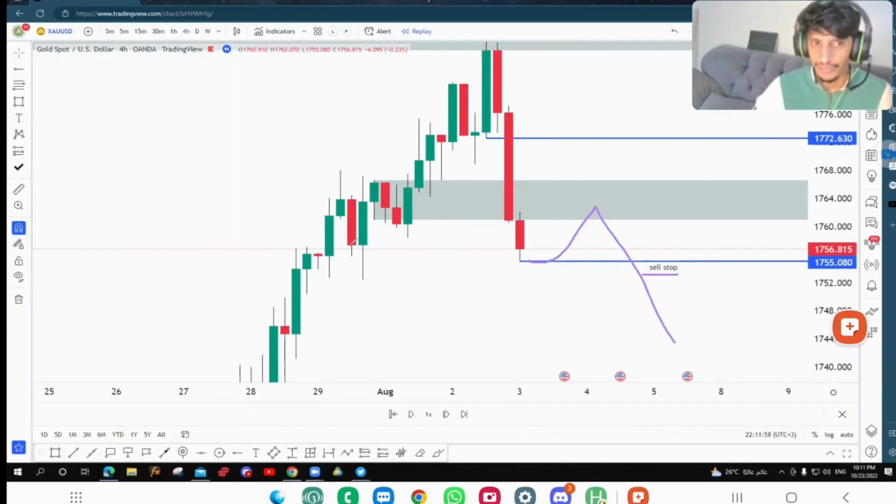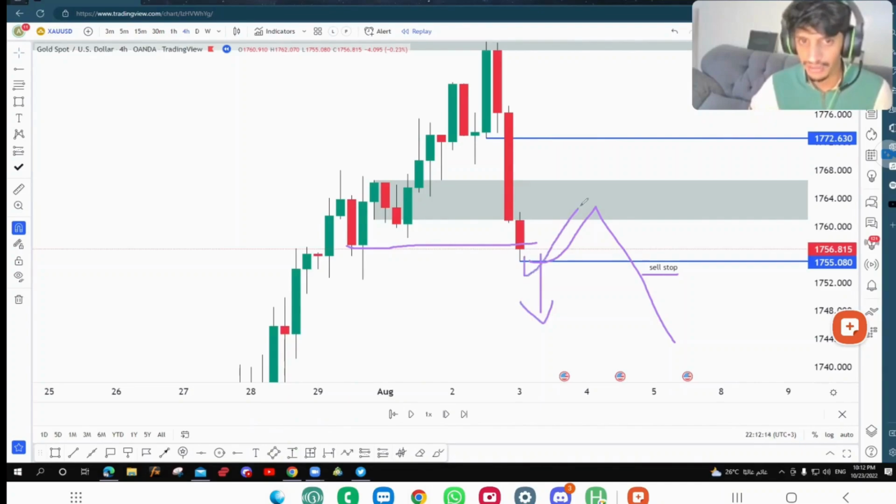Why? Because to my knowledge, whenever you see a closure below support or above resistance, price is either going to go down massively, which is an impulse, or it's going to break this one, retest, and then go back down. Now let's see what the price does.